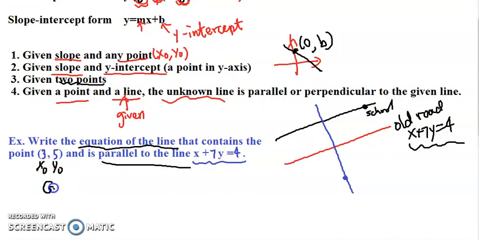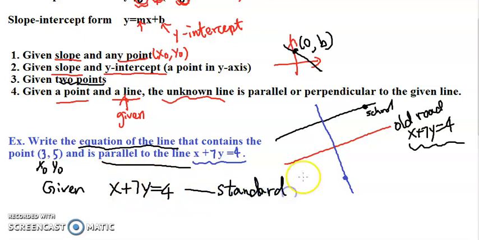So we're given the line x plus 7y equals 4. And we do have a name for this form. We call this standard form. Standard form has the variables x and y on the left, and a constant number on the right side. That's called a standard form.